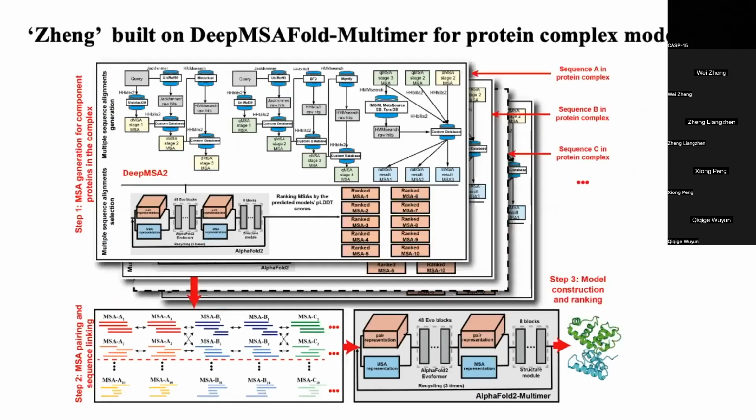I'll also talk briefly about the Zheng group's multi-chain predictions, and then I'll move to Wei for the results. So the Zheng group is built on what we're calling DeepMSA fold multimer, and we're writing this paper up right now.